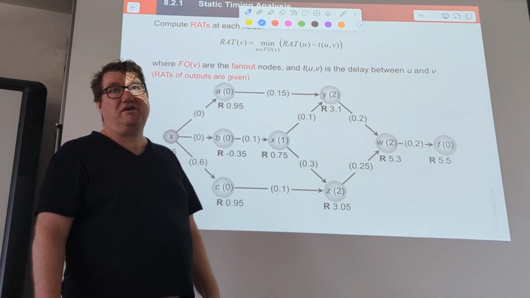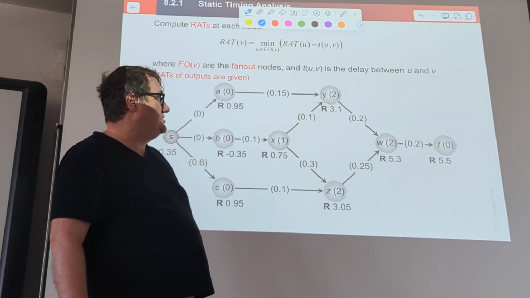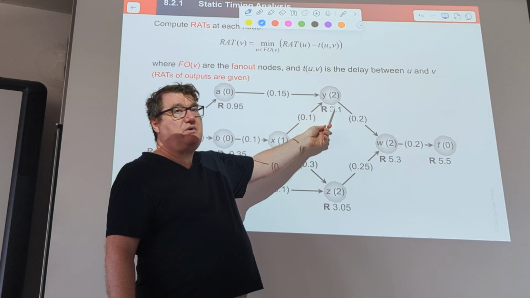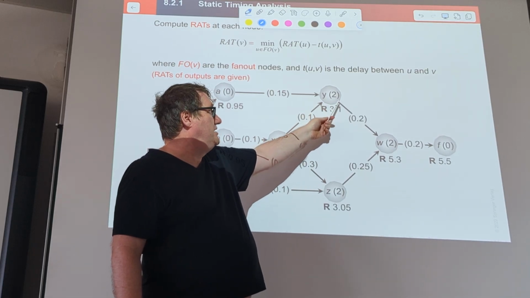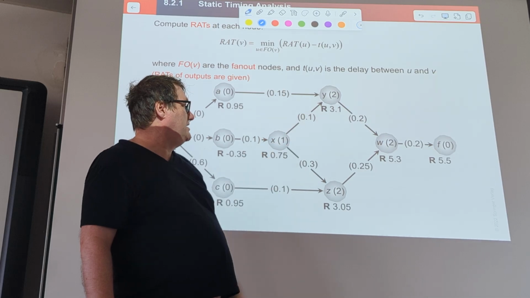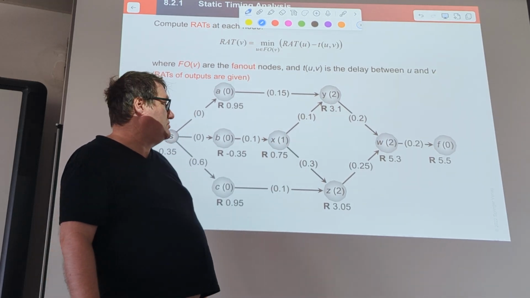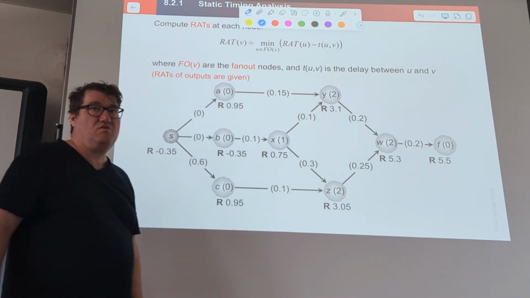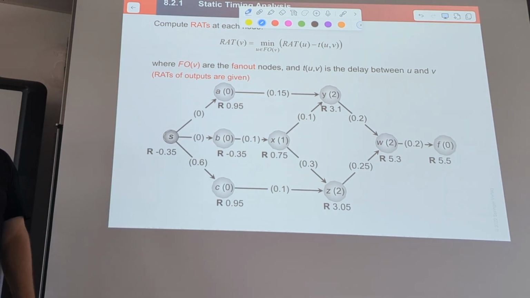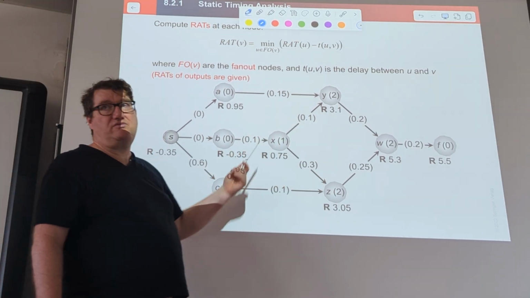Because you could do the same way of computations, you would end up at a different number. So you would here have 3.1 is the required time at the output of this gate. You subtract 2, that's 1.1. You subtract 0.1 and you end up at 1. So your required time would be 1 nanosecond and not 0.75 nanoseconds. So the question is, why do you take this one and not that one?